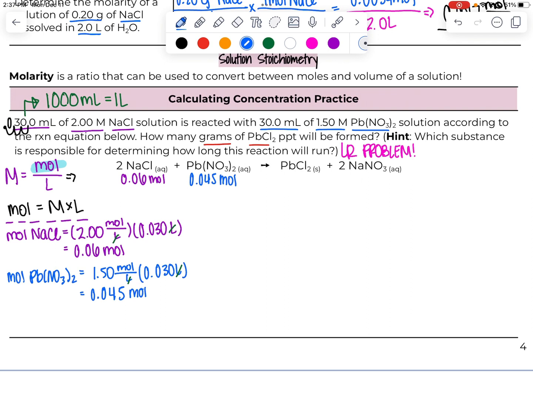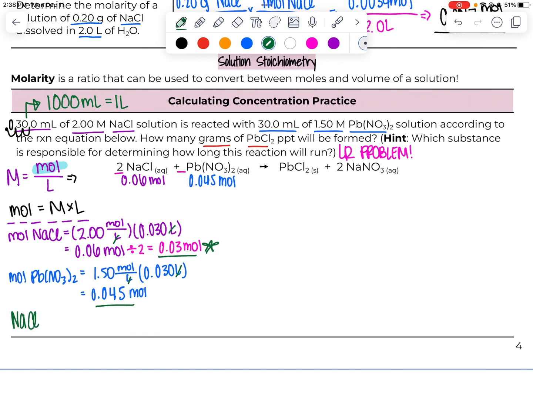Okay, next up to a limiting reactant problem, to figure out which one's going to run out first, I have to consider my mole ratios. How much do I use of each of these substances in one reaction? Well, for every 2 moles of NaCl, I use 1 mole of lead nitrate. Okay, so the ratio is not 1 to 1. So what do I do? Well, I take this number of NaCl and I divide it by 2 so I can accurately compare them. 6 divided by 2 is 3, so I must have 0.03 moles of lead chloride that I'm going to use for every 0.045 moles of lead nitrate. So I'm comparing these two values. Since this one is smaller, what that tells me is that NaCl must be the limiting reactant.